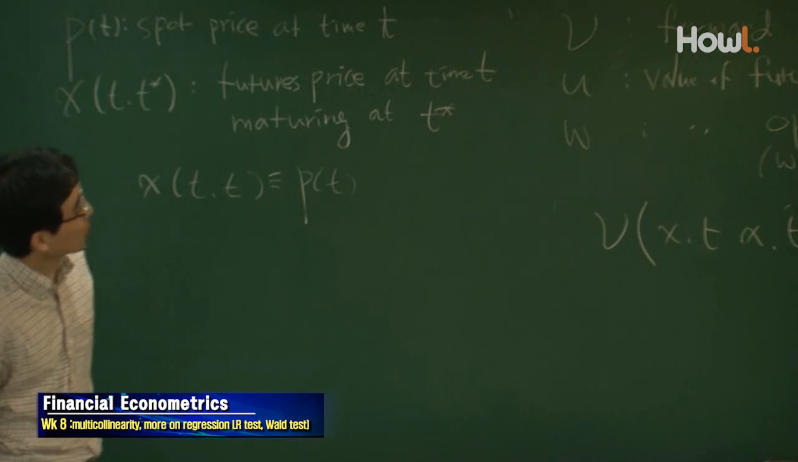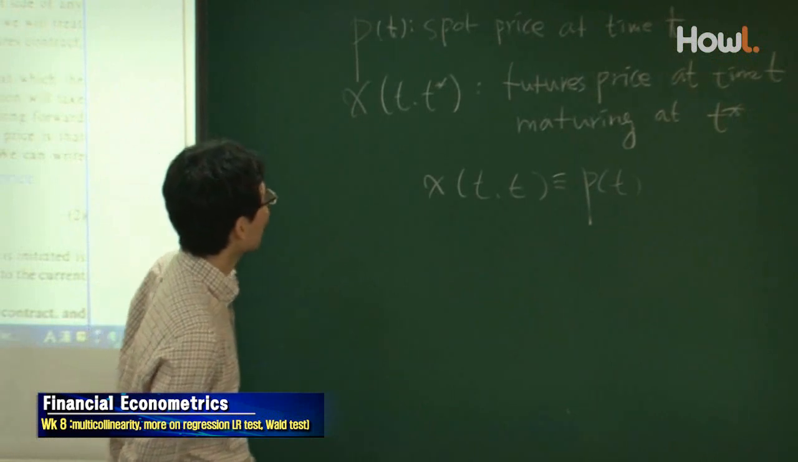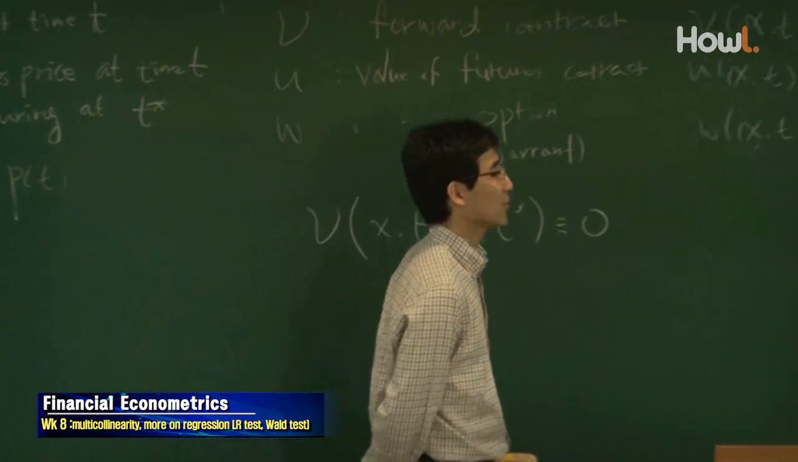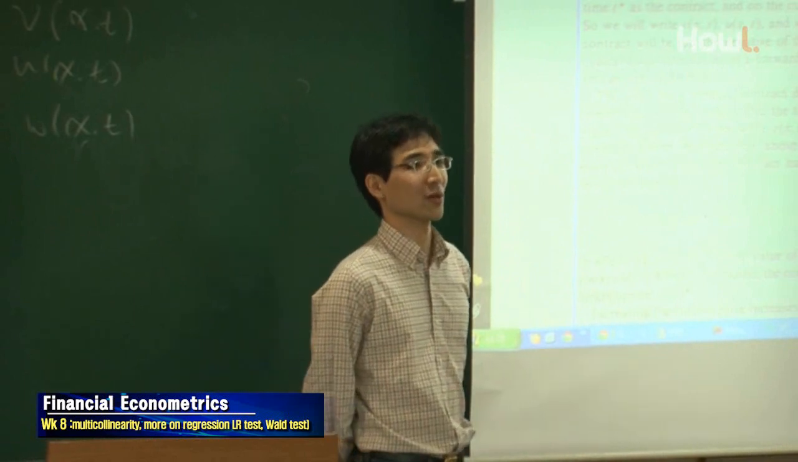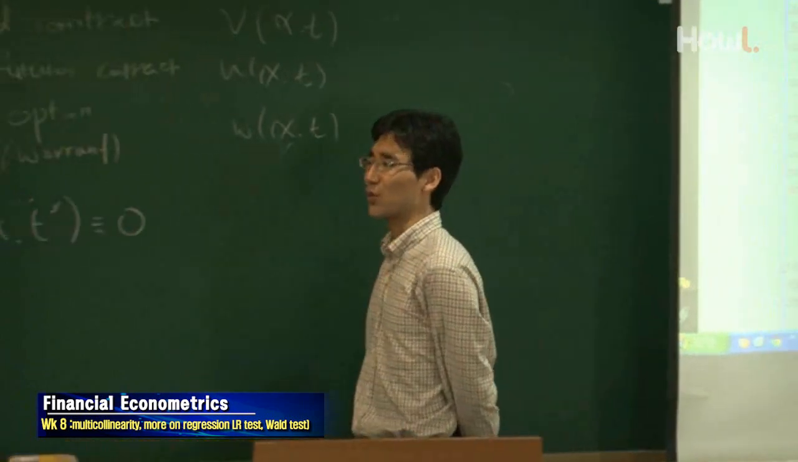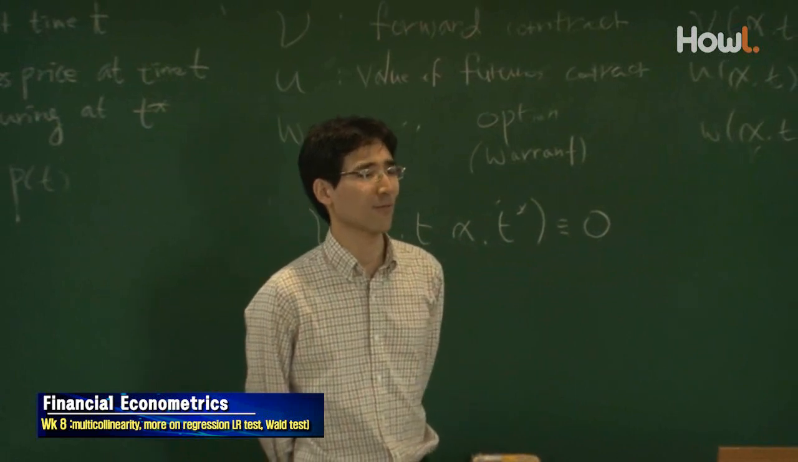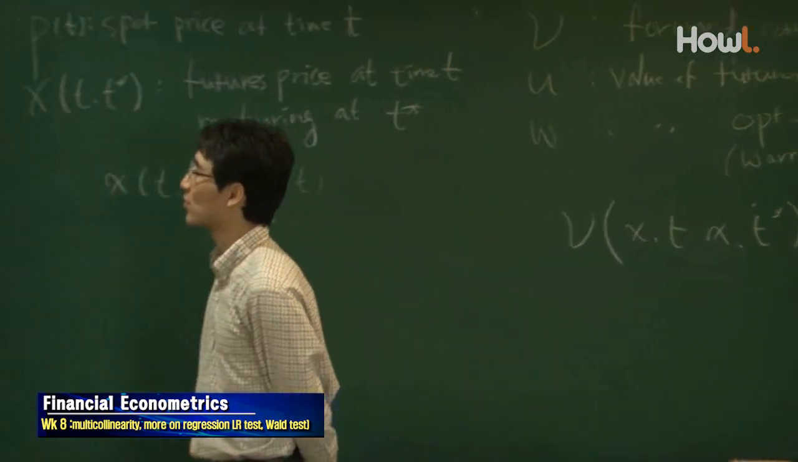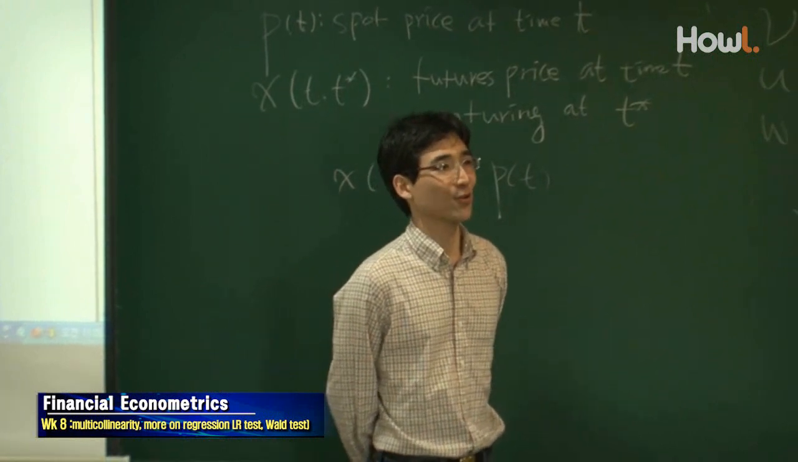So in that sense, we can make an alternative statement about this. The futures price is basically the specified delivery price that makes the value of the forward contract 0, such that both the long and short sides of the forward contract are fair. It will be a fair contract. So the futures price is the delivery price such that the contract is fair to both sides.